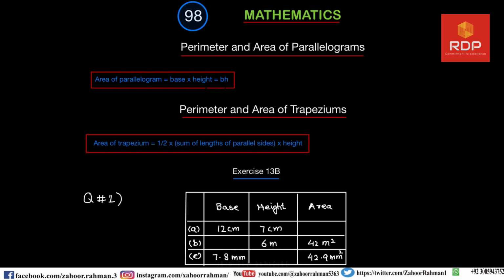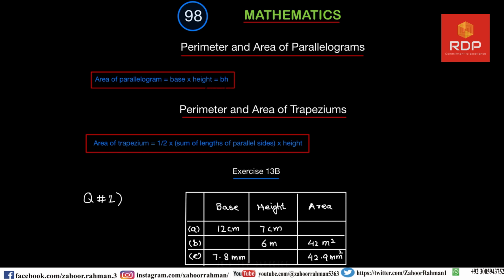In today's lecture, we will discuss two different types of formulae, perimeter and area of parallelogram. In this regard, you have to learn two formulae. The first one is area of parallelogram, which is equal to base into height. Simply we can write it as B into H.